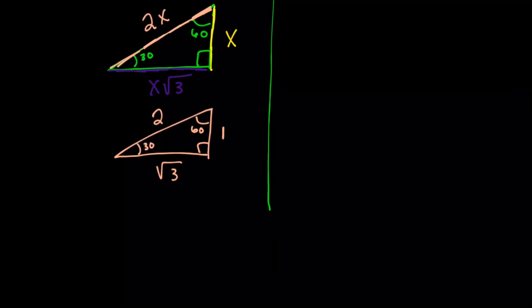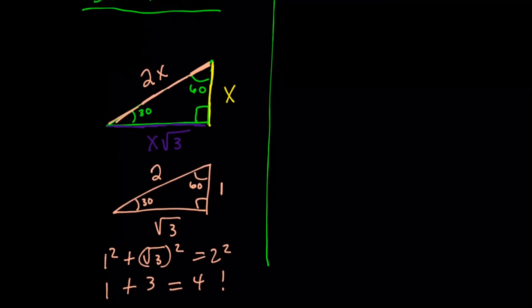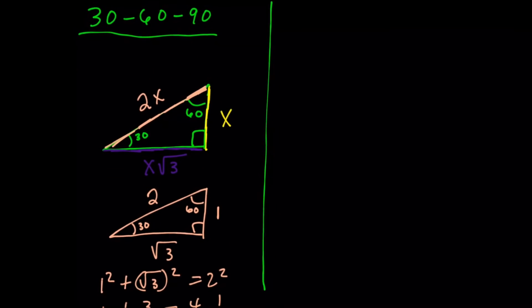And let's use our Pythagorean theorem real quick just to check this. So we have a squared, 1 squared, plus the square root of 3 squared equals 2 squared. So 1 squared is 1. The square root of 3 squared is just 3. And then 2 squared is 4. So that's right. Alright, so that's the 30, 60, 90 triangle.